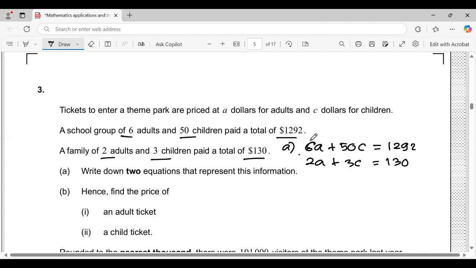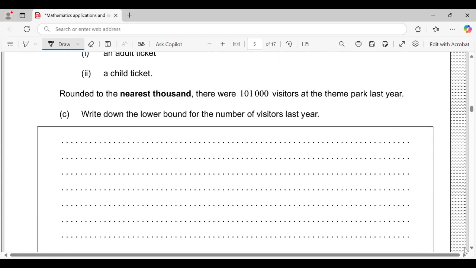This is option A. Hence, find the price of an adult ticket and a child ticket. So we are going to find A how much, C how much. Right. I need more space. Using these two equations, 6A plus 50C equals 1,292, and 2A plus 3C equals 130. I would like to eliminate C because we will find A.